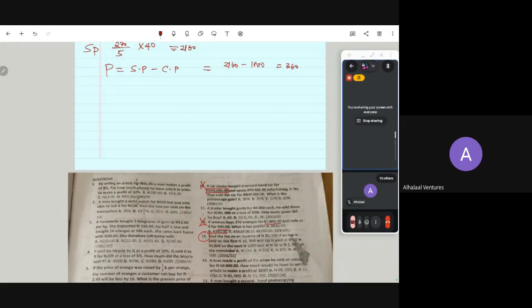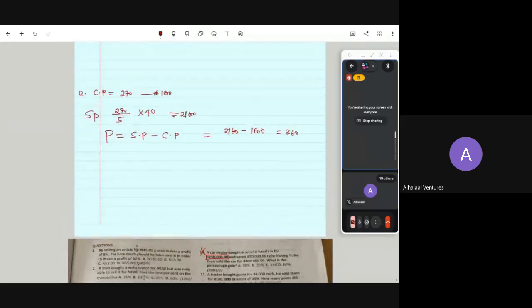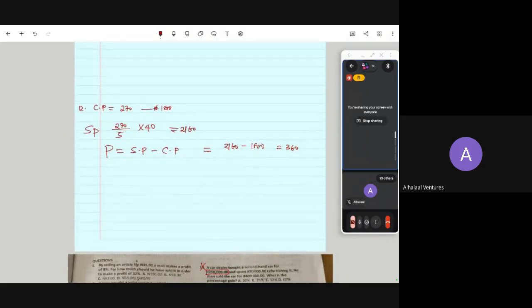So let's solve question 1 now. By selling an article for 45 naira, so that's the selling price, a man makes a profit of 8%. So percent profit is 8%. That's percent gain. For how much should he have sold it?